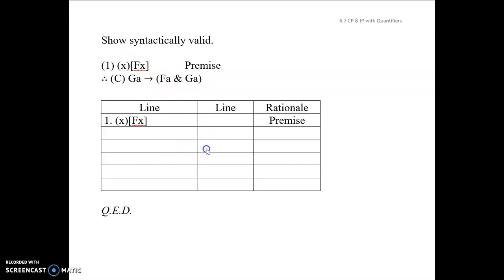So what I want you to do is figure out, in order to solve this, we're going to use CP. And what tips us off to use CP is the fact that the desired conclusion is a conditional. This is its antecedent, this is its consequent. So following the same procedure of CP outlined in Chapter 3 when we were just working with propositional logic, what would be your assumption in this case? Go ahead and pause now and see if you can figure that out.